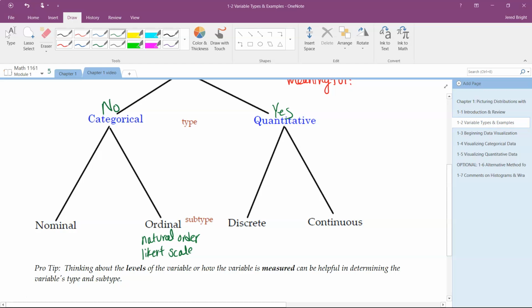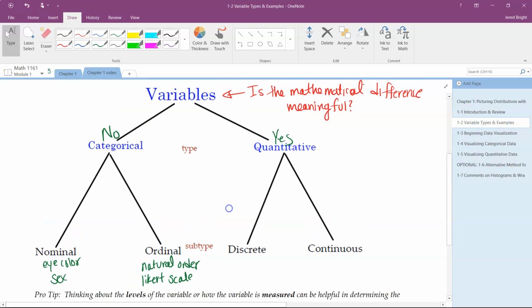Nominal categorical variables is everything else. So this would be something like eye color: blue, hazel, green, etc. Sex: male, female, etc. So just be aware that if there is no natural order to them, it's probably a nominal categorical variable.